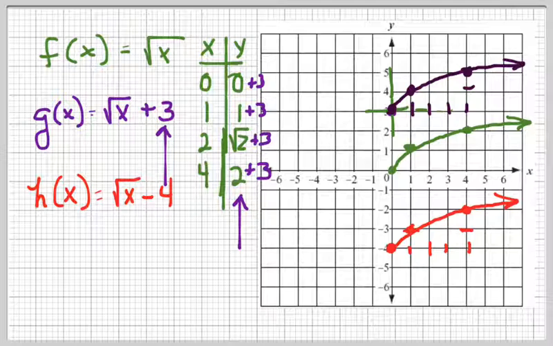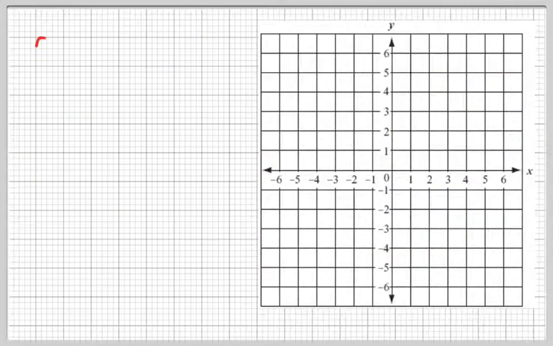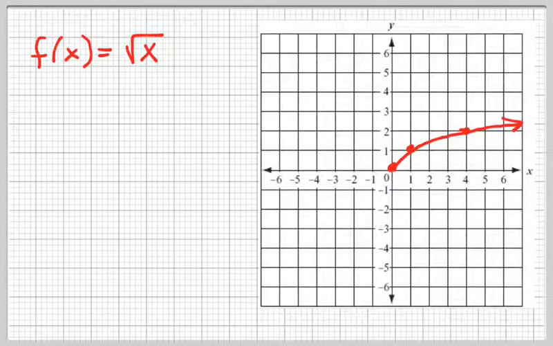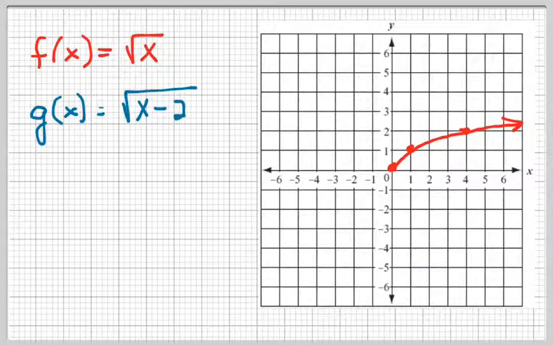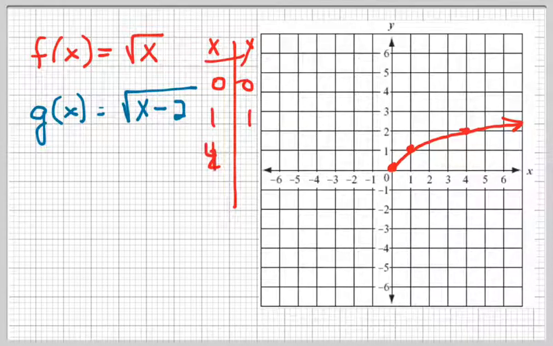Of course, we don't always just shift these equations up or down. Sometimes we shift them left and right. So here's the standard parent function. 4 gives us 2 right there. And now let's make g of x, and let's take something away from the inside. Say x minus 2. Now if we think about the function in red that we have, x and y, and 0 gave us 0, and 1 gave us 1, and 4 rather, gave us 2.